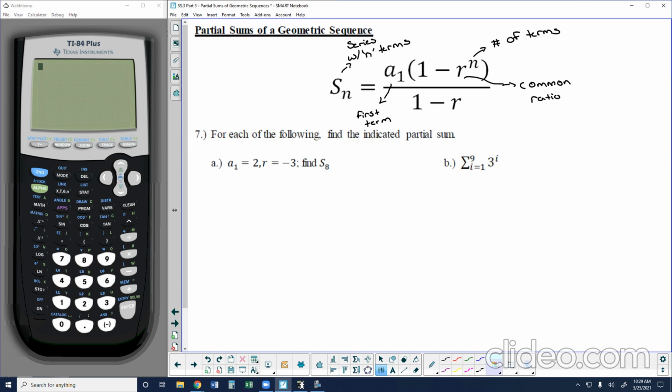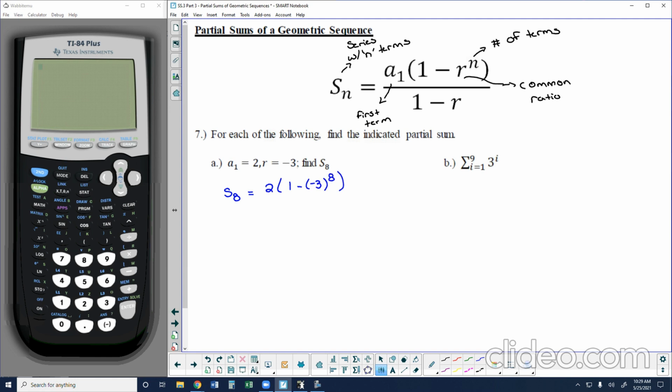So let's go ahead and take a look at an example. In problem number 7, it says, for the following, find the indicated partial sum. So we want to find the sum of the first 8 terms of a geometric series that starts with 2 and has a common ratio of -3. So I'm going to go ahead and substitute into this formula. a sub 1 is going to be 2. And this is 1 minus -3, my common ratio, to the 8th power.